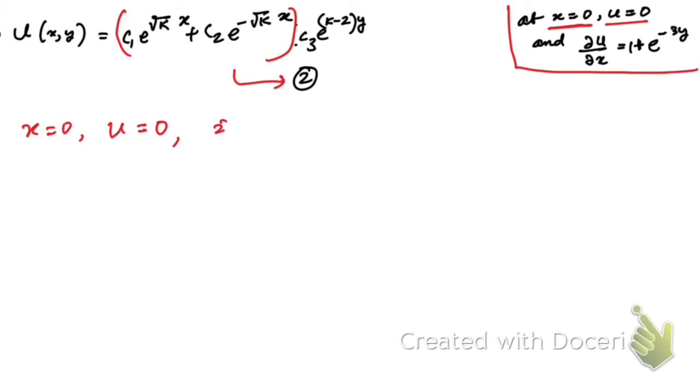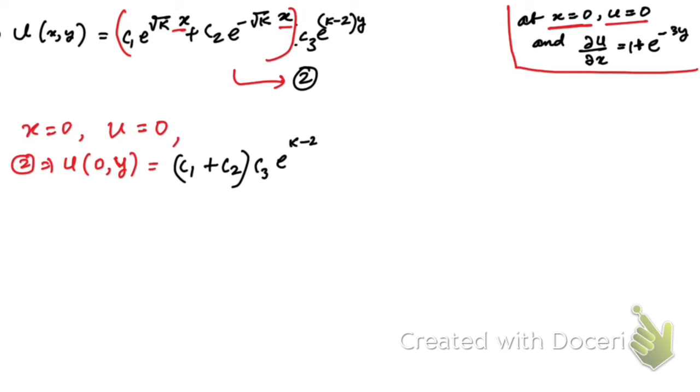From equation number 2, when x is equal to 0, small y is going to be equal to, if you put 0 here and here, c1, since anything to the power 0 is 1, plus c2 into c3 e to the power k minus 2 into y. That's what we have, putting 0 here. And again, if x is equal to 0, then u is also equal to 0, so we can write c1 plus c2 into c3 e to the power k minus 2 into y is equal to 0.